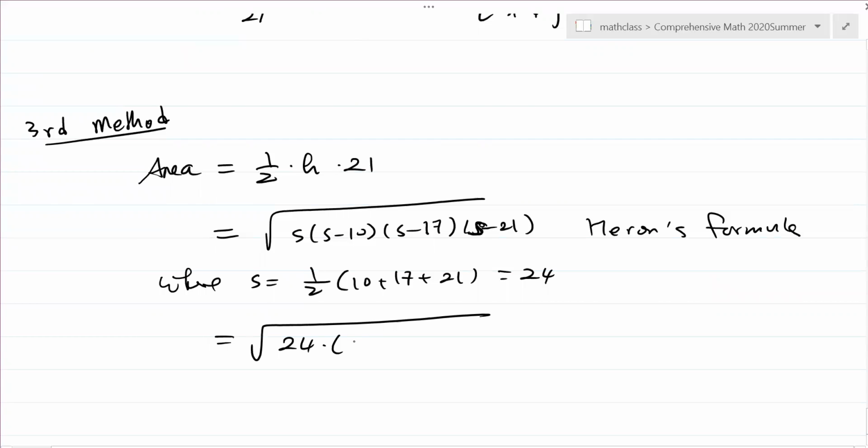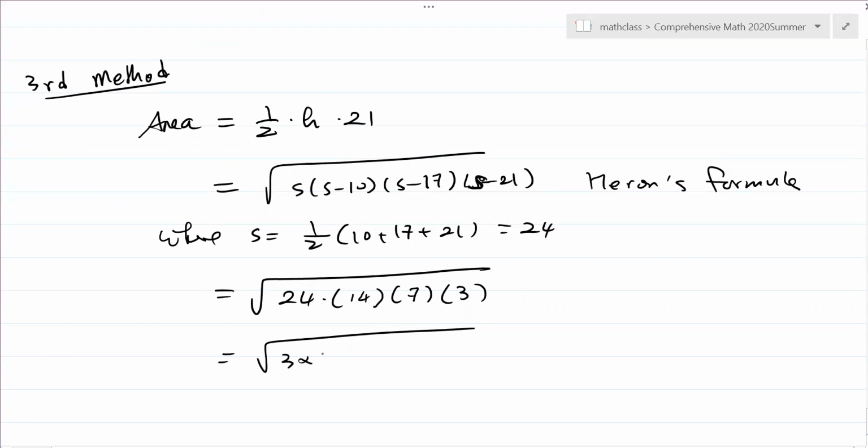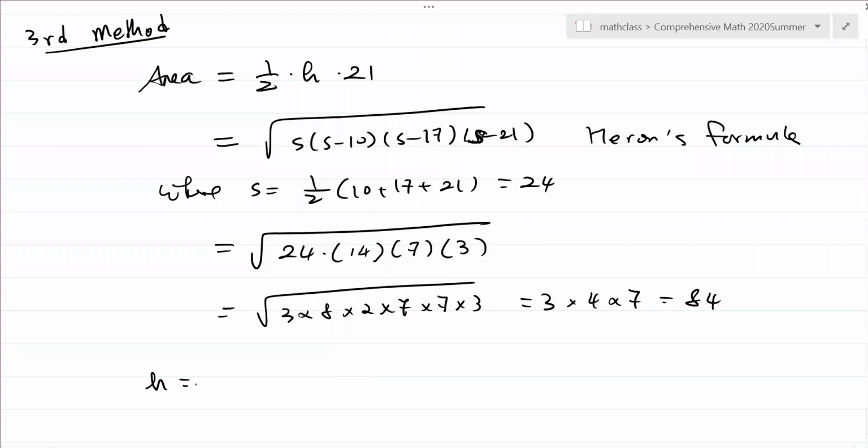Here, 24 minus 10 is 14, 24 minus 17 I get 7, and 24 minus 21 is 3. So you can get an integer from here. Let's do it: 24 times 14 times 7 times 3. So I get a double 3 here, I get 4, I get 7. So I can quickly get the area, 3 times 4 times 7, which is 84. Then you find H. So H is going to be 84 multiplied by 2, divided by 21. We can simplify, right? So that will be 4 times 2, it's going to be 8. See, you get an 8 the same way.